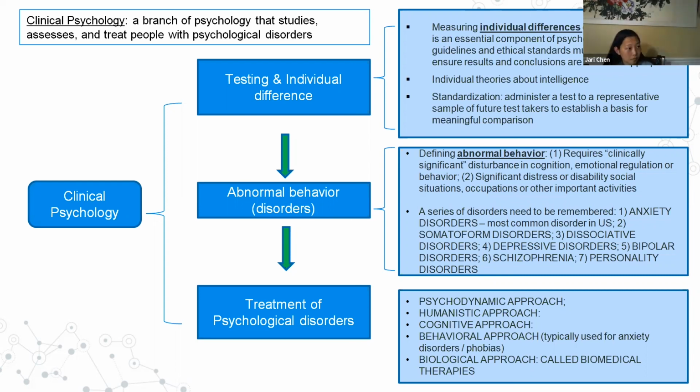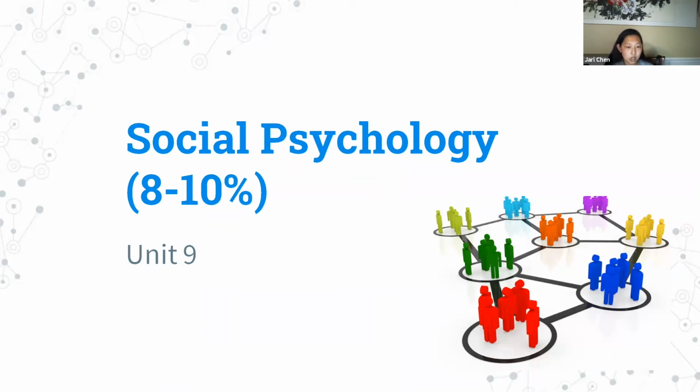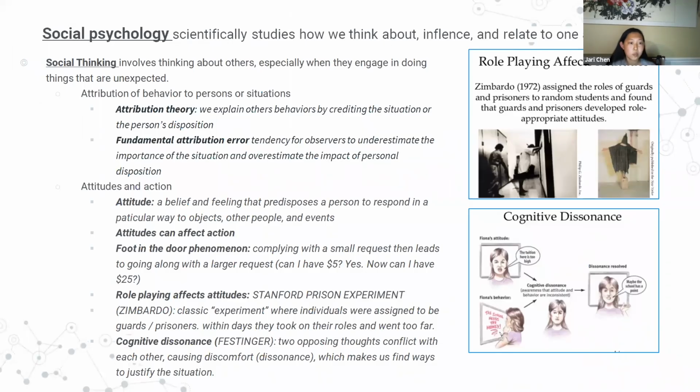Then there's social psychology, which is the last unit we'll be going over today. It basically studies how we think, influence, and relate to one another. In social psychology, there are a lot of very interesting experiments. For example, there is this role-playing one, the Stanford Prison Experiment, conducted by a man named Zimbardo. He taught a college class, split them up randomly, and assigned them to be either guards or prisoners for a certain amount of time.